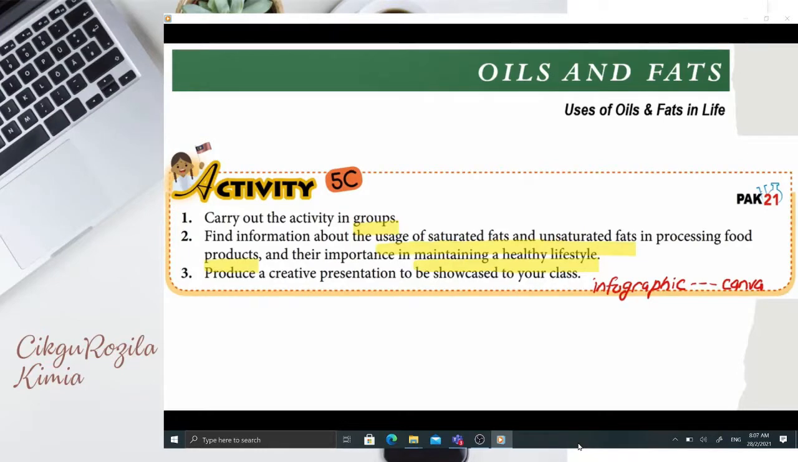Okay. One more activity for our topic today, oils and fats, is activity 5C. So same as activity 5A earlier, I took it from the textbook. We also have to do this activity in groups, I've already given the names. Okay, you need to find information about the usage of saturated fats and unsaturated fats in processing foods product.